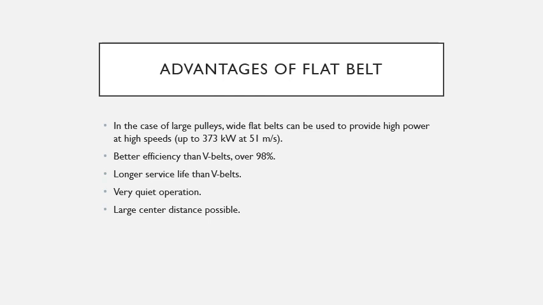So, advantages of flat belts: in the case of large pulleys, wide flat belts can be used to provide higher power at high speeds. They transmit high power at high speeds, up to 375 kilowatts at 51 meters per second belt speed. They have better efficiency than V belts, over 98% efficiency, and longer service life than V belts. They are very quiet and have very little noise. A large center distance is possible, as already discussed.